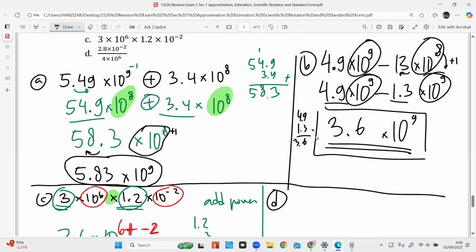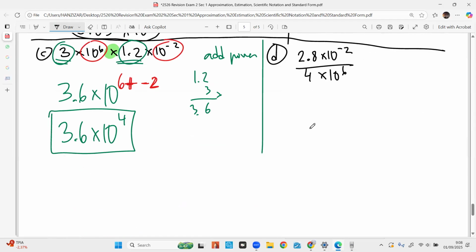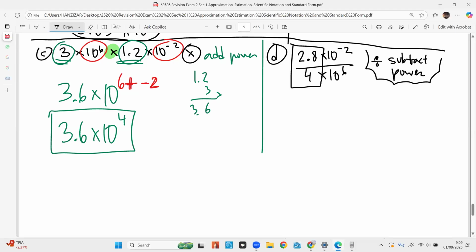Okay, I write the question first. Okay, last but not least, before our snack time. 2.8 divided by 4. So first thing first. If you divide, you subtract the power. If you multiply, you add the power. So first, you need to divide 2.8 divided by 4.